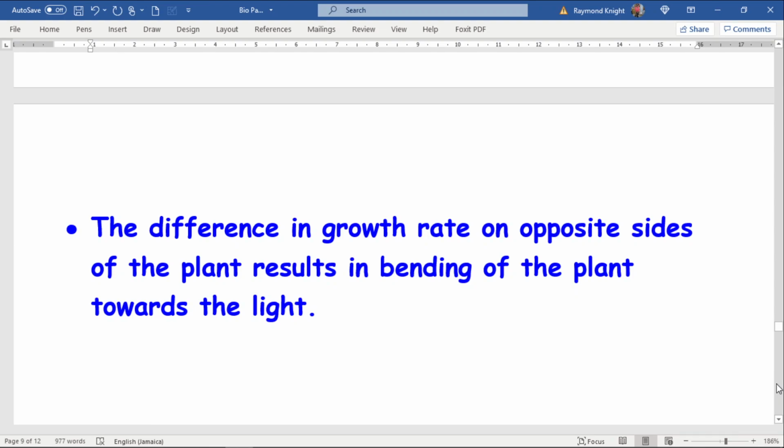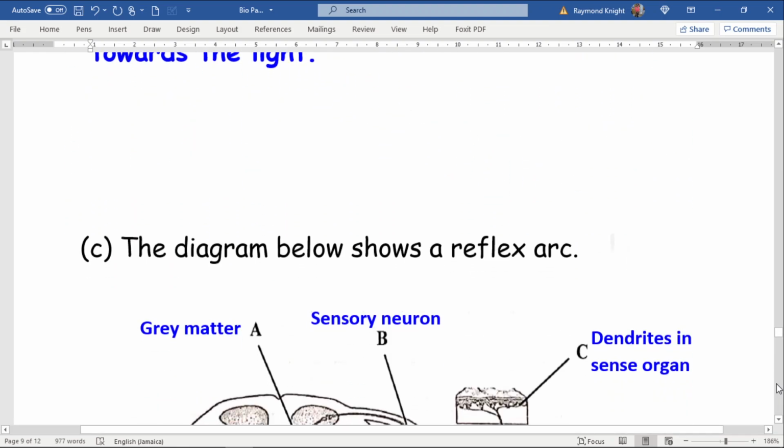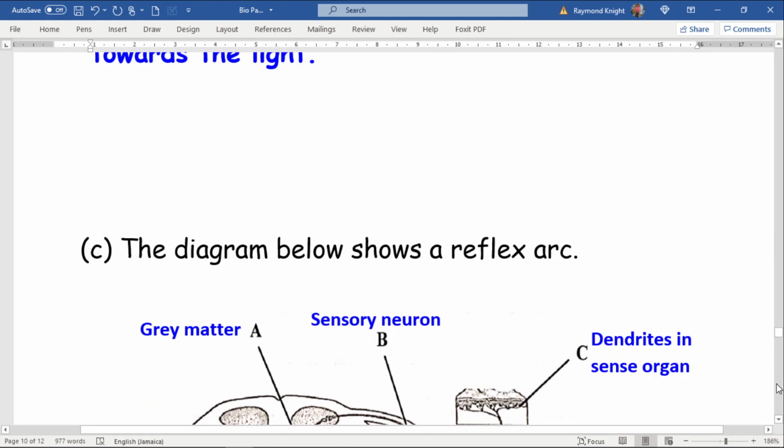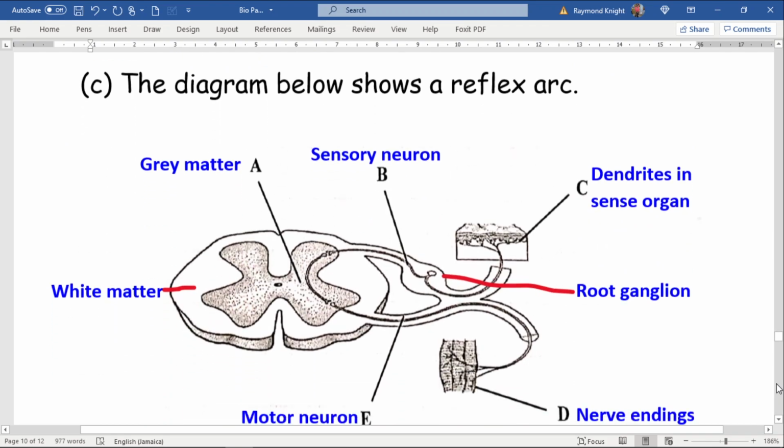Okay, and again, the darker side will grow faster and longer than the bright side, and so it will bend towards the light, okay? Now, parts of this question. The diagram below shows a reflex arc, right? Again, I'll label this for you real quick.